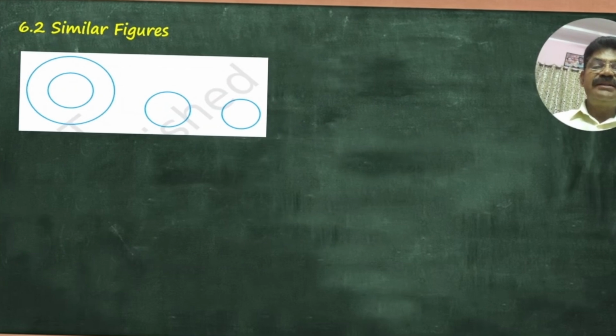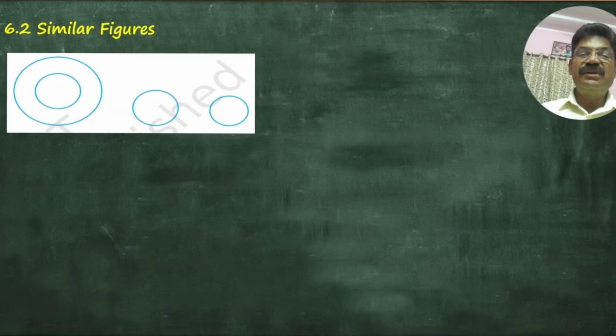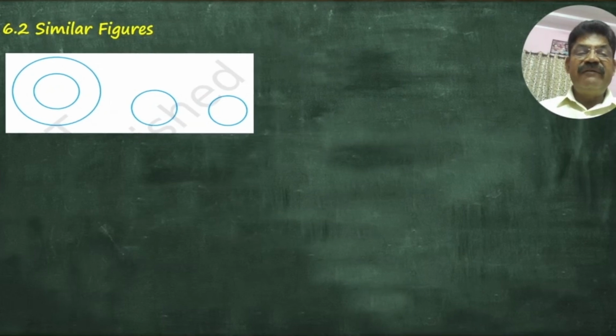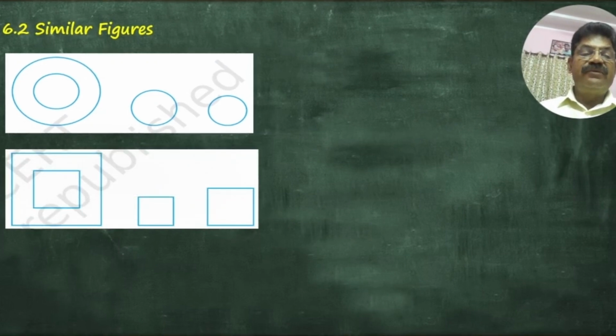Let us see some examples for similar figures. Consider all these circles. All are circles, therefore they are the same shape. But what about the radius? Radii differ. Therefore, circles are similar figures. Now consider these four squares. Since all are squares, they are the same in shape. But what about the sides? For each square, the side is different from the other. Therefore, the squares are similar figures.